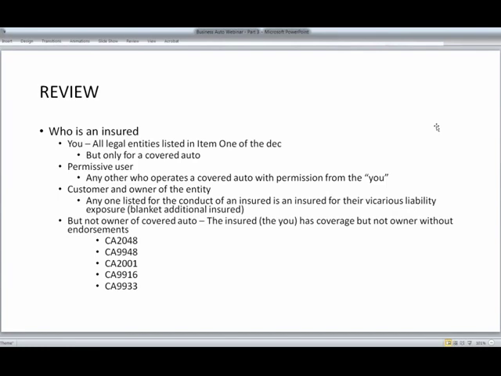CA 201 is to cover long-term finance leasing companies. That is the additional insured lessor and loss payee. That form has a cancellation provision in it that we need to be aware of.